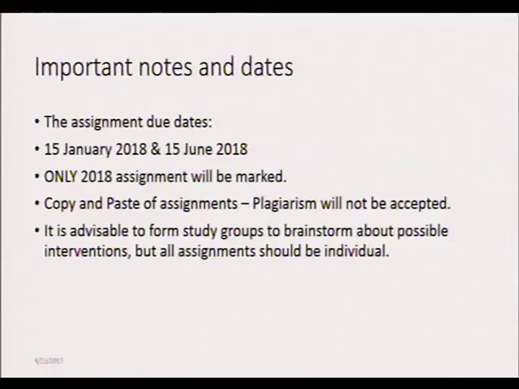Copy and paste of assignments is plagiarism. Please, that's not acceptable in the academic environment. So you need to make sure that you avoid copy and paste. It doesn't matter whether you copy other students' assignments or you copy other materials from different sources. So write your own words and submit your original work.